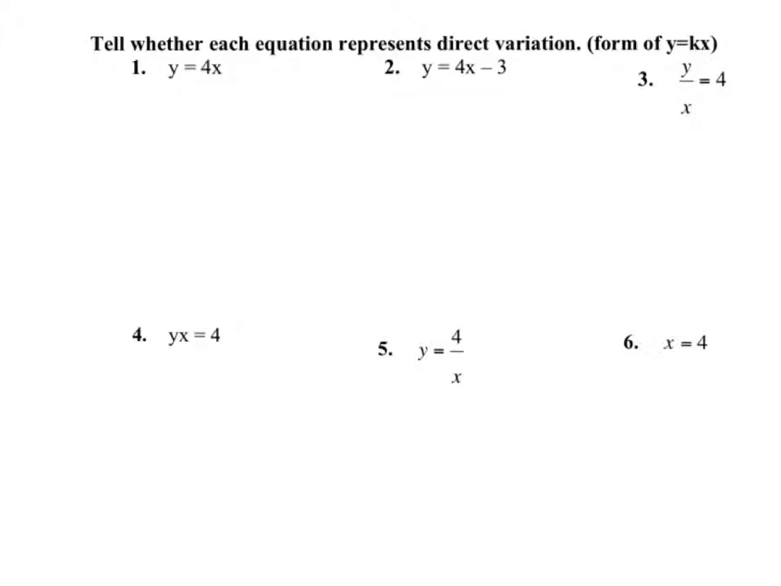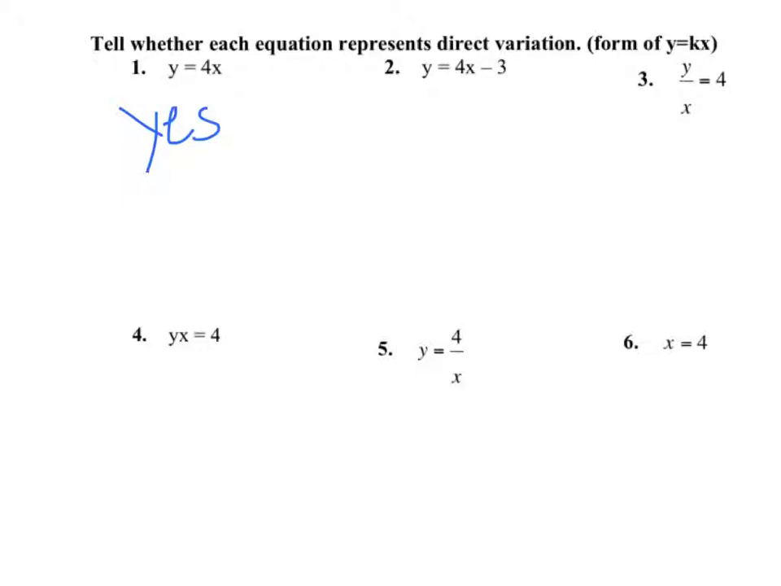All right, so tell whether each equation represents direct variation, the form y is equal to kx. Well, in this first one, yeah, that does. Our constant of variation is the 4, and so yes, this represents it. All right, y is equal to 4x minus 3.